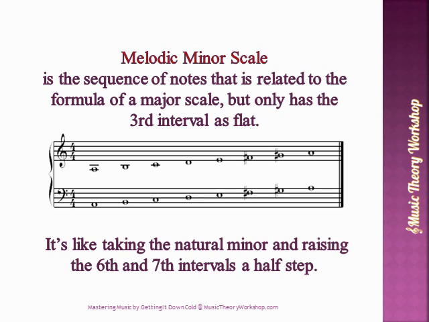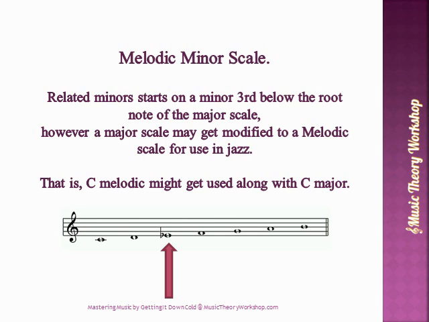The melodic minor scale is a sequence of notes that is related to the formula of a major scale, but only has the third interval as a flat note. It's like taking the previous natural minor and raising the sixth and seventh intervals a half step. Related minors start on a minor third below the root note of the major scale. However, a major scale may get modified to a melodic scale for use in jazz. That is, C melodic might get used along with C major. Here we can see that the only change from C major to C melodic is the flat third note.